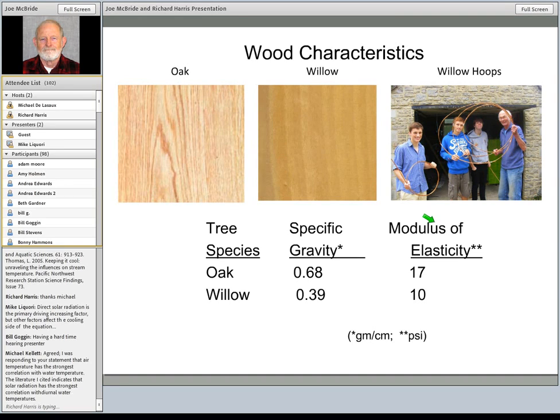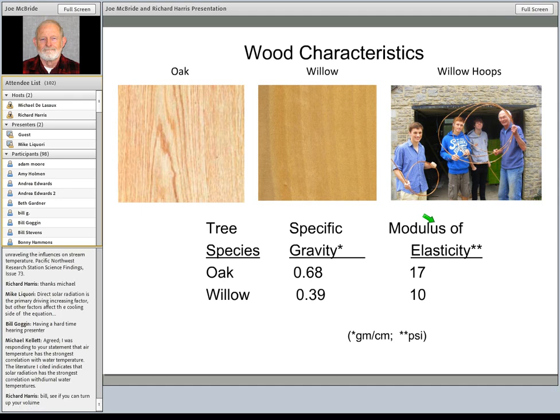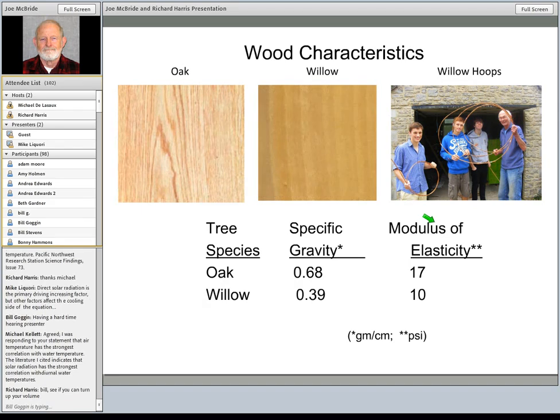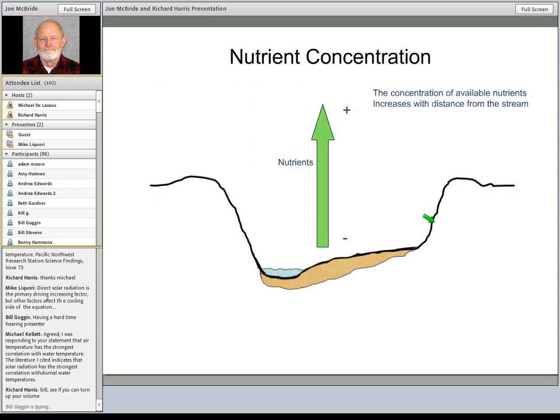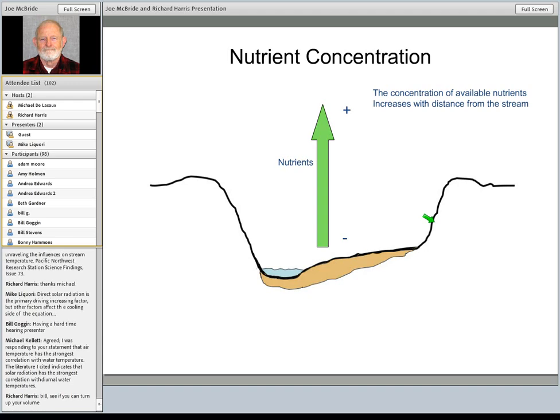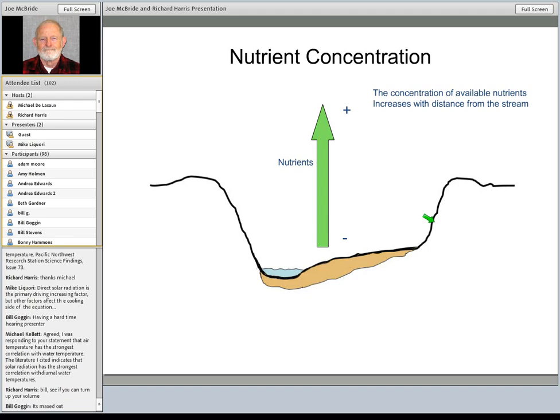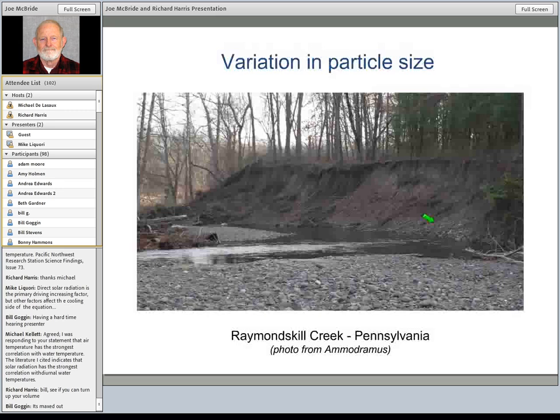The flexibility of willow allows it to bend during these periods of scouring, whereas if we had oak seedlings establishing on the gravel bar, they would not have the capacity to bend, and they would tend to be broken off instead. Nutrient concentration varies within the cross-section of the stream, being very low on the gravel bars and much higher as we move up, and I'm talking about nutrient concentration in the soil itself.